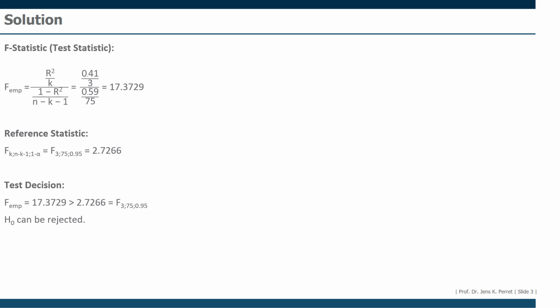H0 in the context of an F-test means the model has no explanatory power. So since it can be rejected, here it means the model has significant explanatory power.